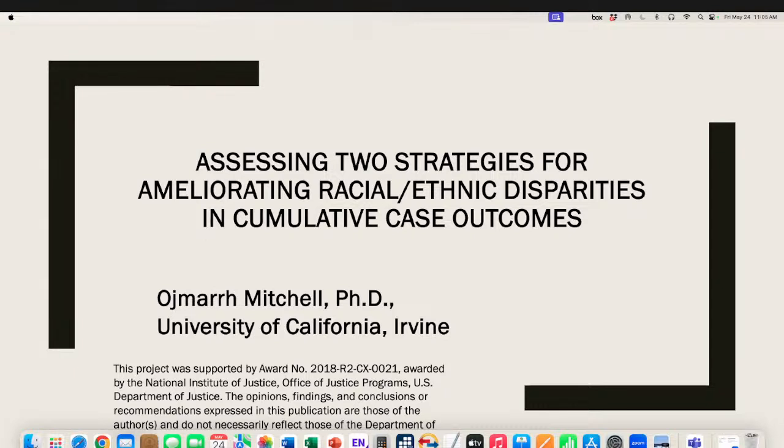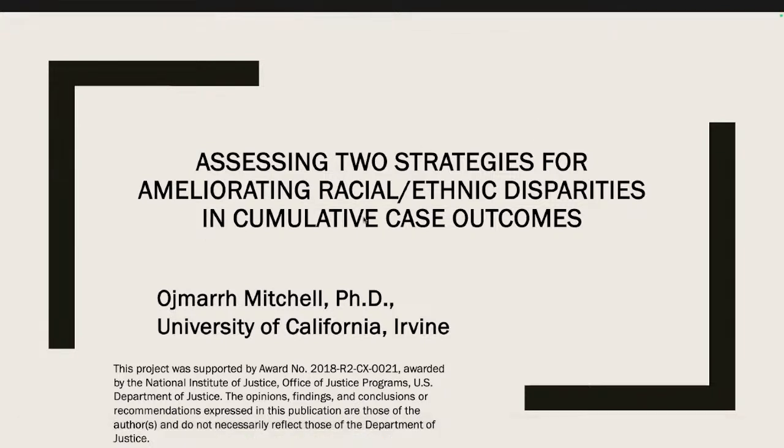So with that having been said, I am going to be discussing a project aimed at examining two strategies for reducing racial disparities in criminal court case outcomes using a cumulative case outcomes approach, which I'll explain along the way.